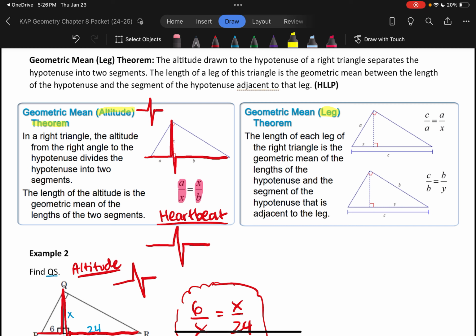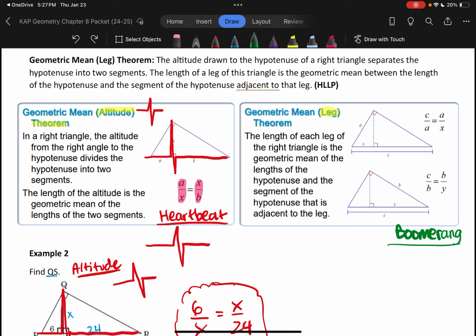So this leg theorem states that the length of each leg of the right triangle will be the geometric mean of the lengths of the hypotenuse and the segment of the hypotenuse that is adjacent to the leg. Again, reading that probably is not going to make a whole lot of sense. So thankfully, we have another kind of pattern that we can follow here. Now, this pattern is going to be following the path of a boomerang, right? So one thing you'll notice about boomerangs is they go forward and they come back around, right? And so let me walk you through what this pattern looks like.